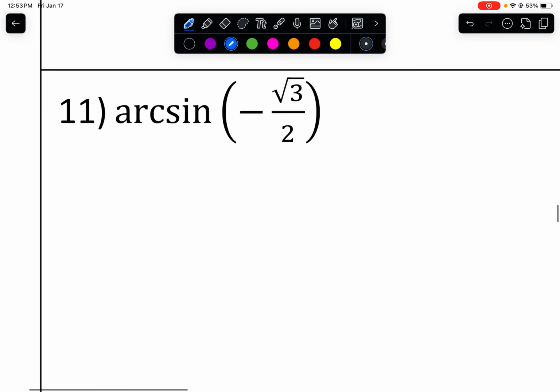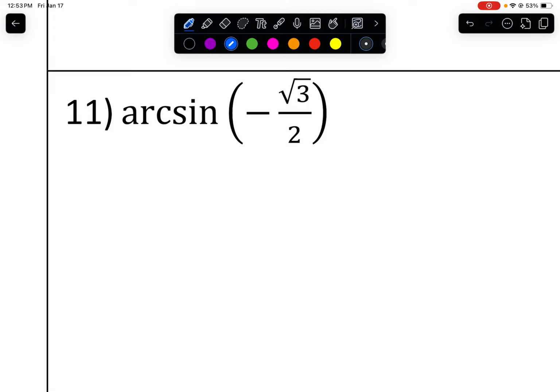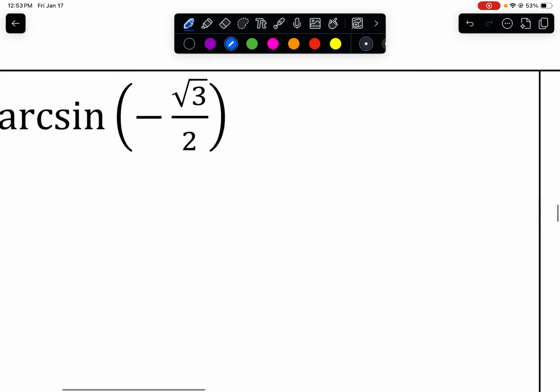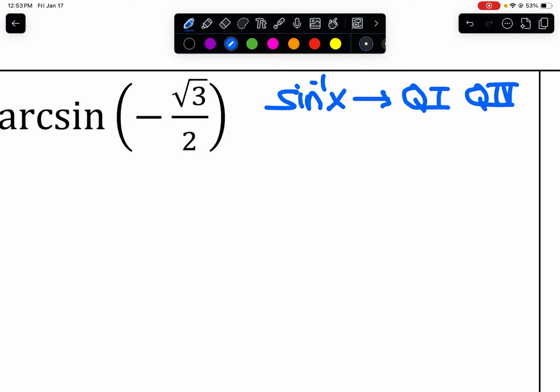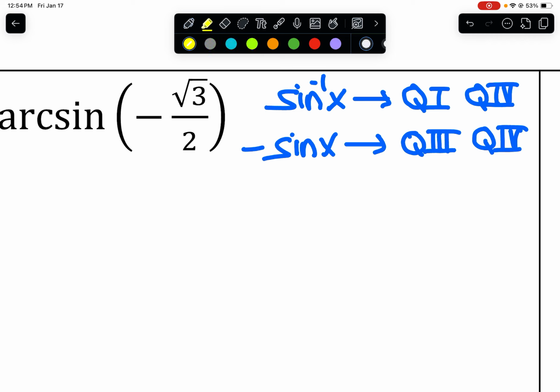All right, so now we're going to follow the same suit over here. So arc sine of negative root 3 over 2. So you're going to think about inverse sine. So inverse sine of x can only be in quadrant 1 or quadrant 4. And then over here, we have a negative sine value. So think about where sine is negative, what two quadrants that puts us in. So sine is going to be negative in quadrant 3 and quadrant 4. So our common quadrant that we have here is going to be quadrant 4.